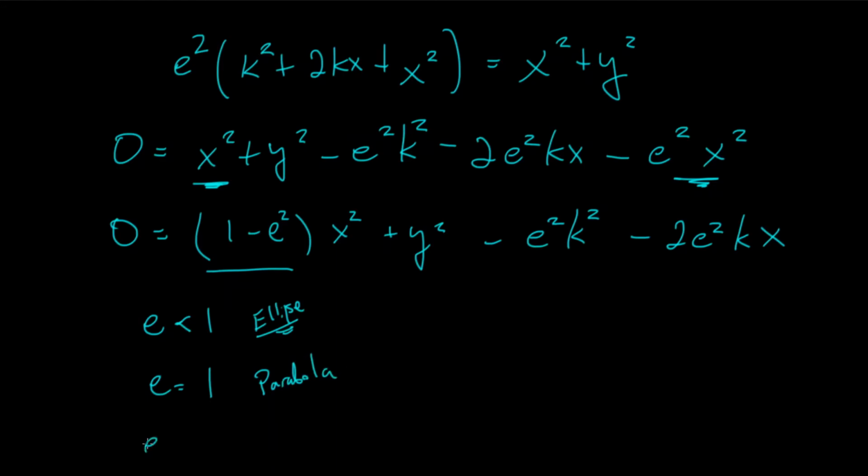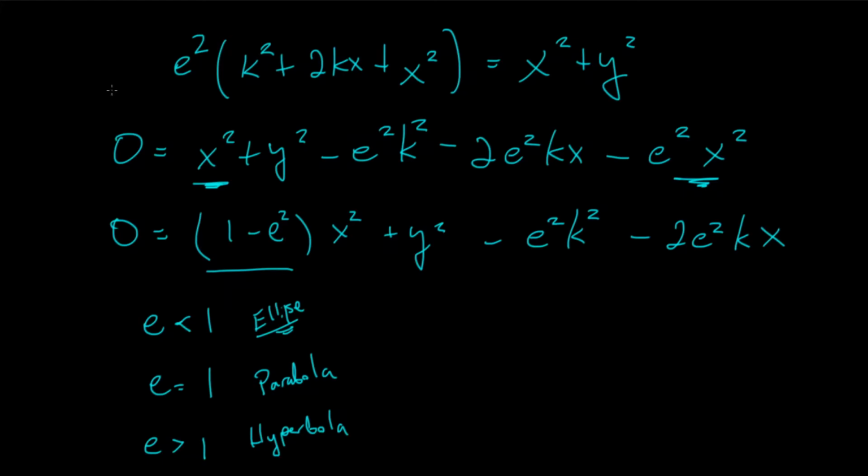And then last, if E is greater than 1, the X squared is going to become negative, and you're going to get a hyperbola. You're going to have a positive Y squared and a negative X squared. You're going to have a hyperbola with a vertical transverse axis.